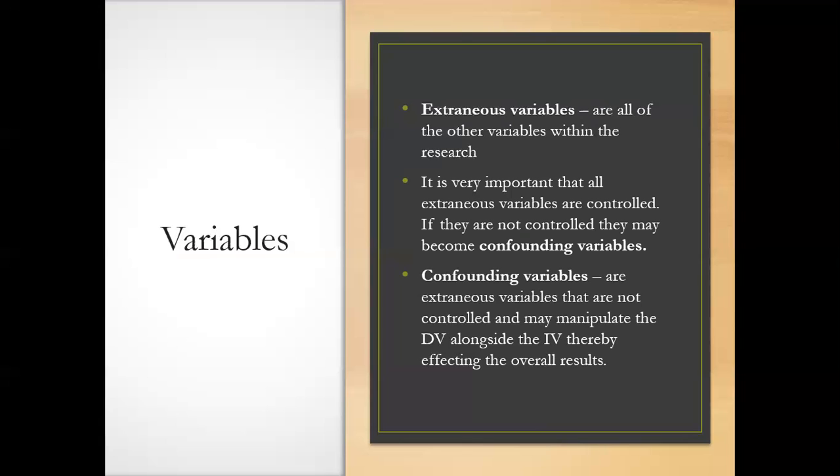Quick recap: extraneous variables are all the other variables in the study except the IV and the DV. If they are not controlled, they become confounding variables. And a problem with confounding variables is that they might have an impact on the DV alongside the IV. So we're not getting a true understanding of the effects of the IV on the DV. Now, I know it sounds a bit complicated, but take your time to get your head around it. It's actually not that complicated.